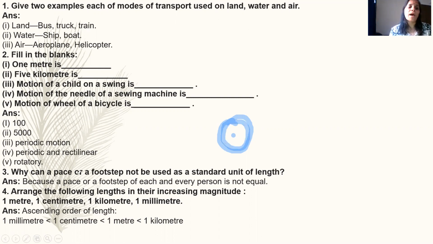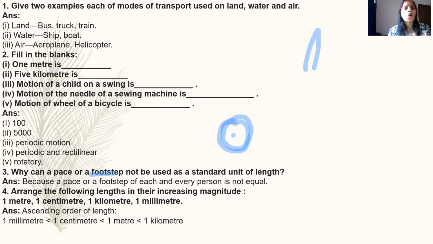Why can a pace or footstep not be used as a standard unit of measurement of length? We cannot use pace or a footstep as a standard unit of measurement. The reason behind it is that everyone's footstep or pace is different. So if we are measuring it, we will not get the accurate measurement and it will create a lot of confusion. So we are not supposed to use it.